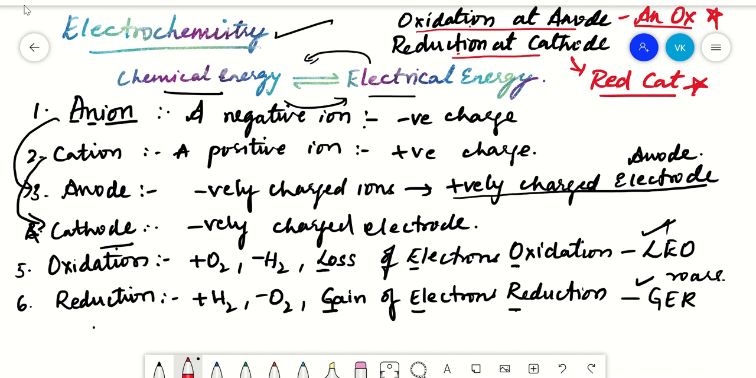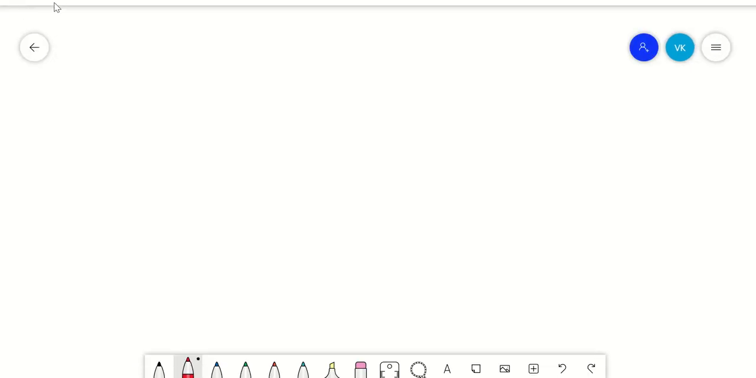Right? Now we'll see about the EMF of a cell. What is the EMF of a cell? This is electromotive force. Electromotive force is the energy per unit charge passing through the cell. It has units like volts, right?